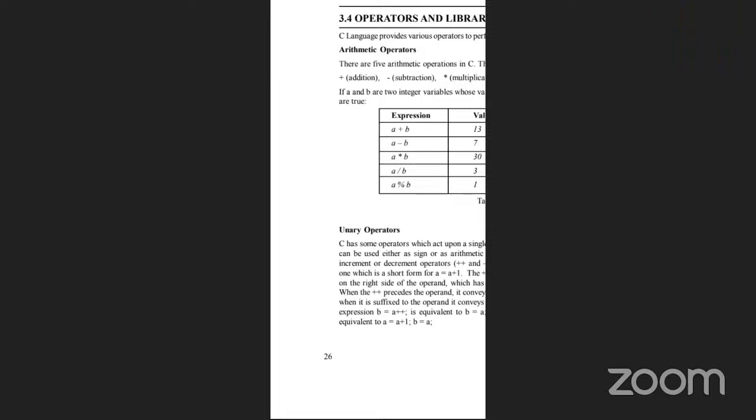Next, A minus B: 10 minus 3 is 7. Okay. A by B means A percent of B, that is 10 by 3. So these are the operations.